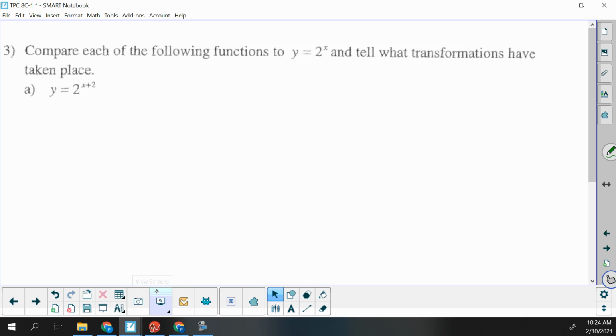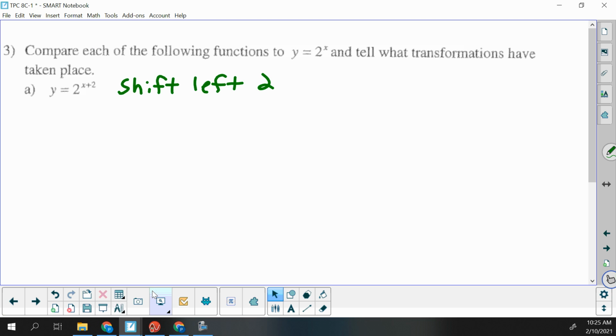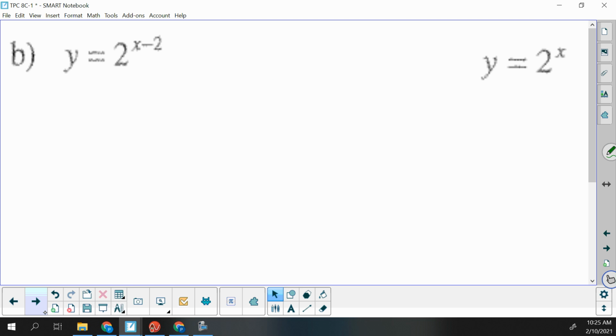So for 3a, we're going to say shift left 2. Here's our next one, 2 to the x with 2 to the x minus 2. Well, if we compare those, notice the blue one is shifted 2 to the right. So in B, we're now going to say shift right 2.